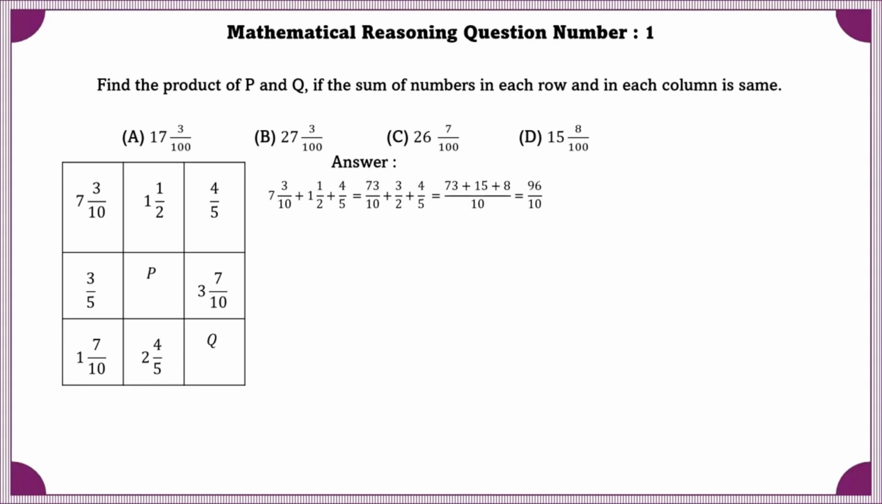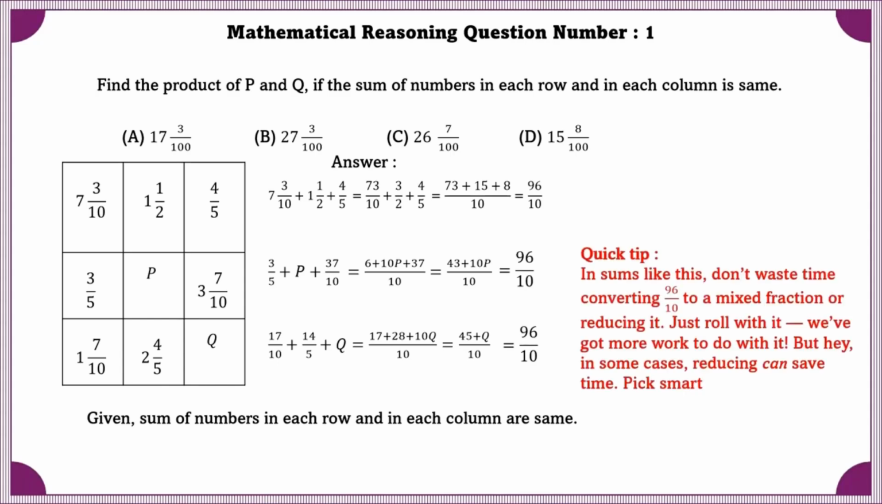It is 96 by 10. 3 by 5 plus P plus 37 by 10 should be equal to 96 by 10 to make it correct. So simplifying, we will get 43 plus 10P by 10. Similarly, for Q, we will get 45 plus Q by 10.